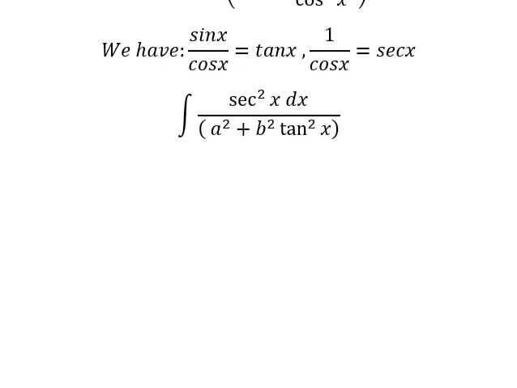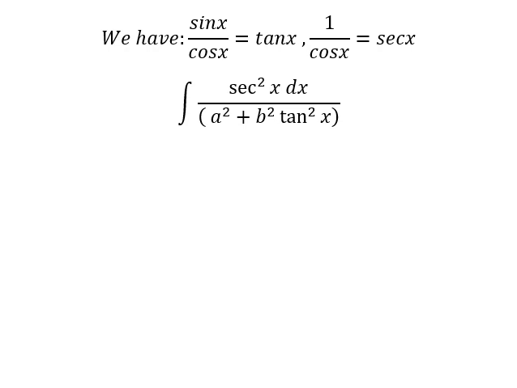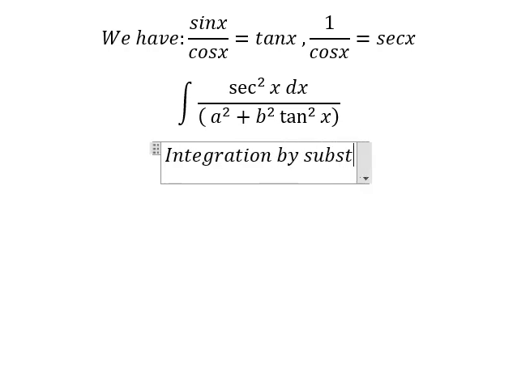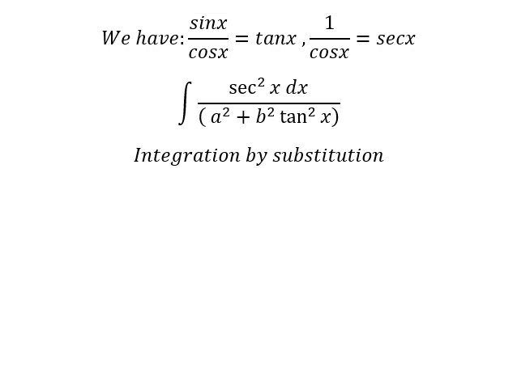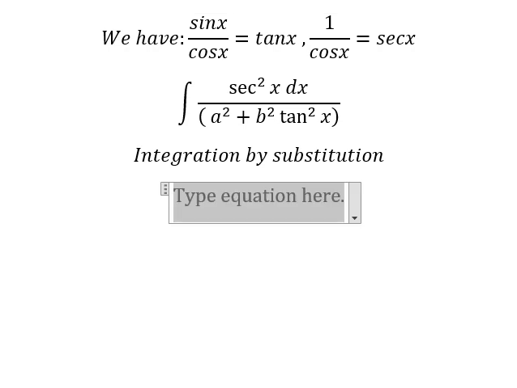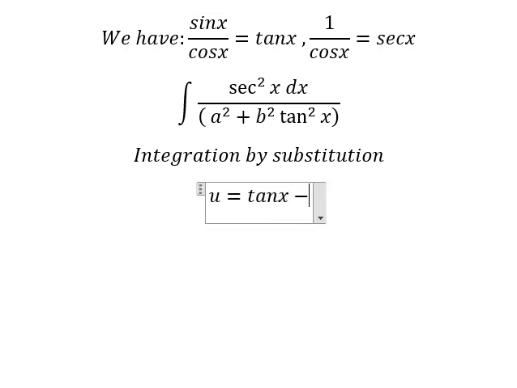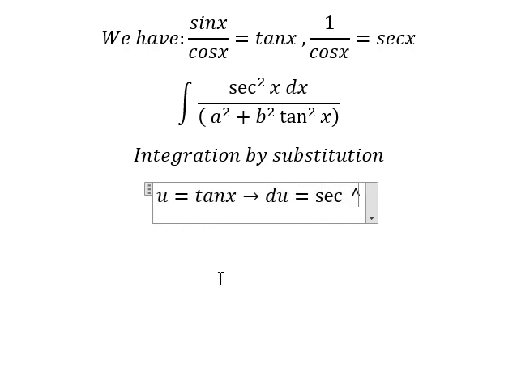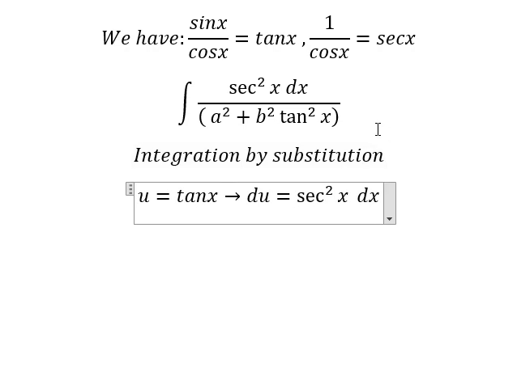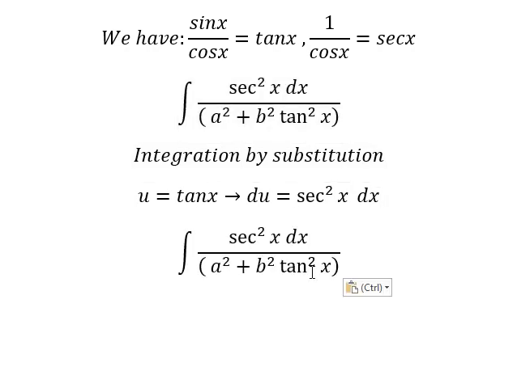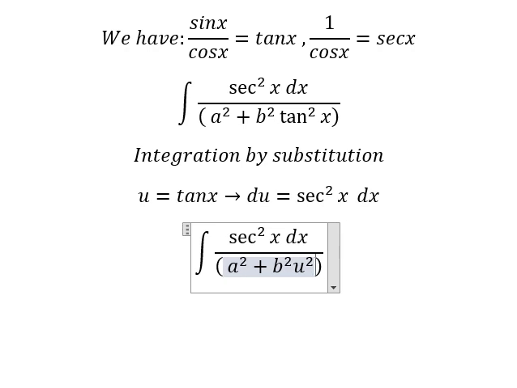Next, we can use integration by substitution. So I will put u equal to tan x. Later we take the first derivative of both sides, and we have secant of x squared dx. This one we change to u, and we have u squared. This one we change to du.